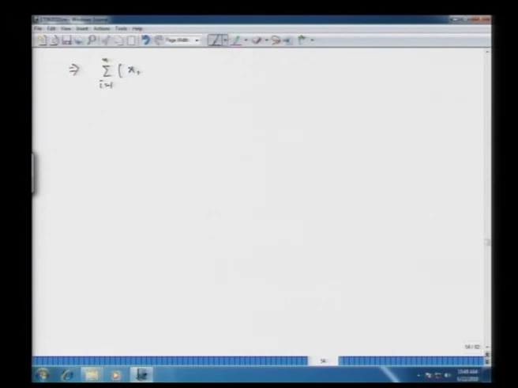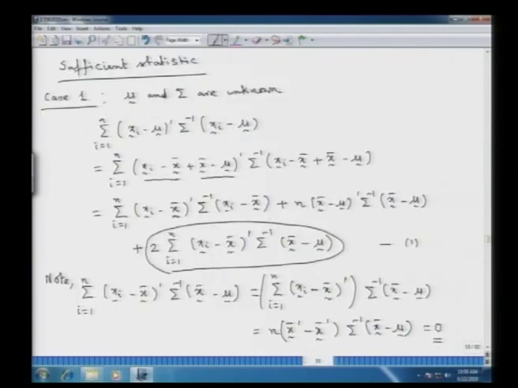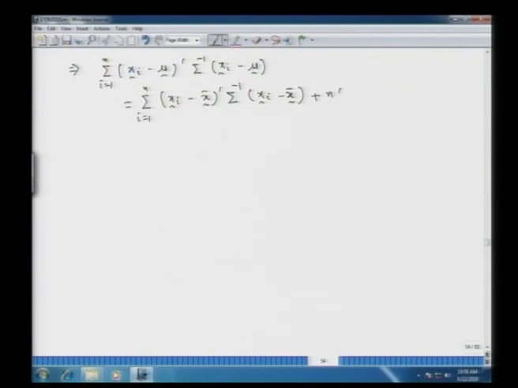So this will imply that summation i equal to 1 to n (xi minus mu) transpose sigma inverse (xi minus mu) is equal to summation i equal to 1 to n (xi minus x bar) transpose sigma inverse (xi minus x bar), plus n times (x bar minus mu) transpose sigma inverse (x bar minus mu). So this is basically that term out here. We have this as the first term, the second term remains as it is, and the third term vanishes.